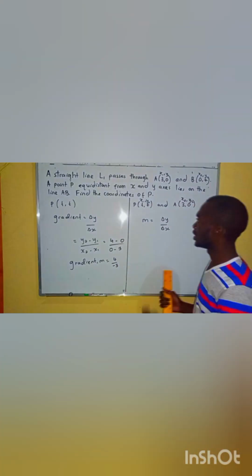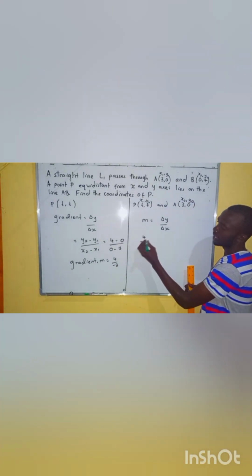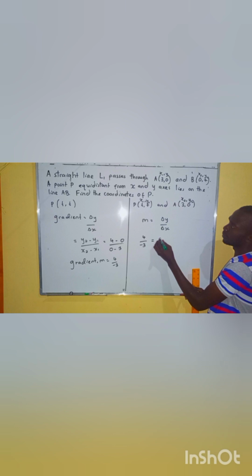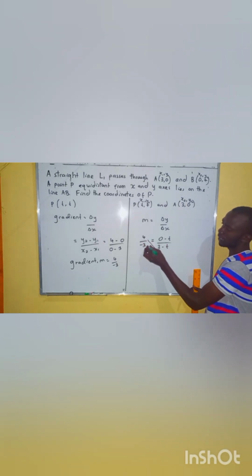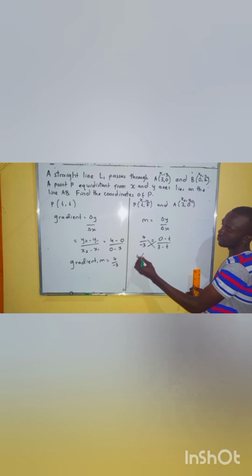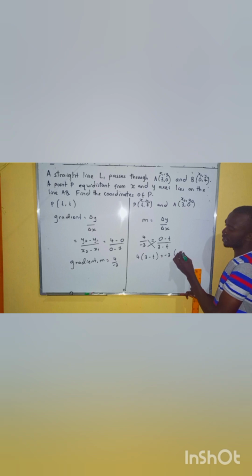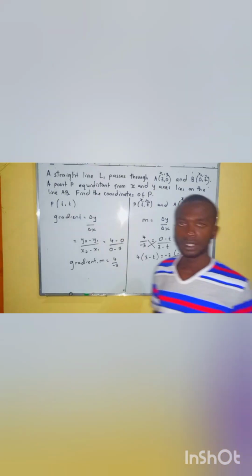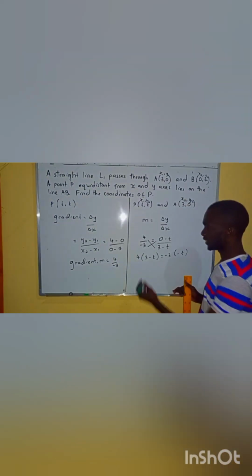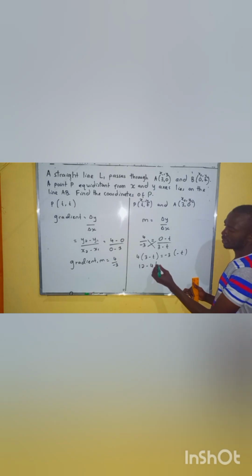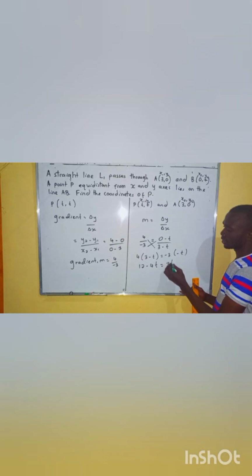We substitute it in the equation. 4 over negative 3 equals y2, which is 0, minus y1, which is t, over x2, which is 3, minus t. So we can cross multiply. We have 4 times (3 minus t) equals negative 3 times (negative t). Now opening the brackets, that gives us 12 minus 4t is equivalent to 3t.